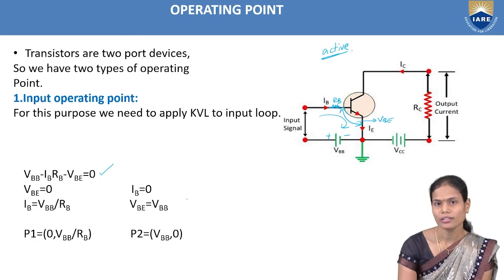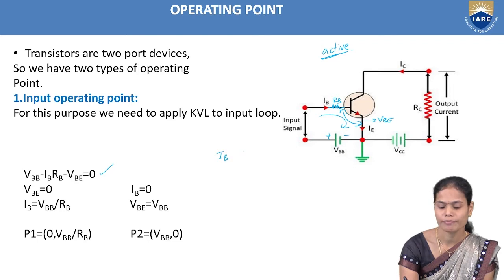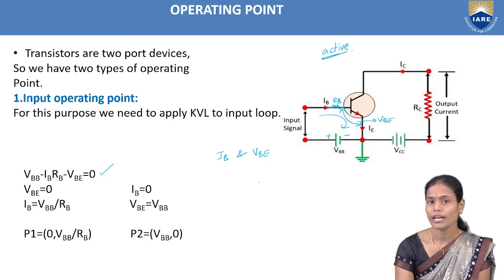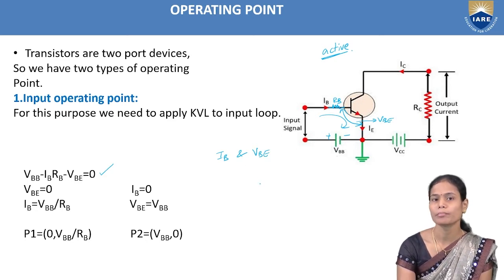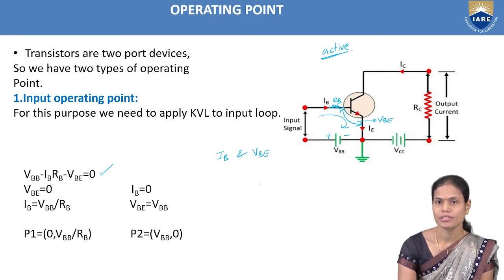Again, we want to find the operating point, that is IB and VBE. Why am I taking IB and VBE? In the input characteristics of the transistor, we have input voltage as well as input current. Here VBE is the input voltage and IB is the input current in the case of common emitter configuration. That's why I want to find the IB and VBE values.